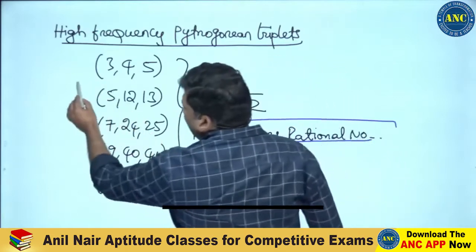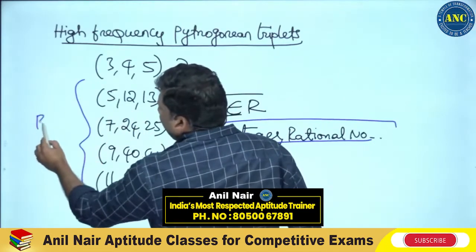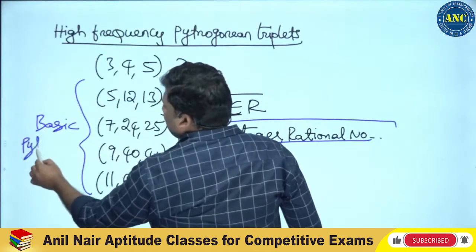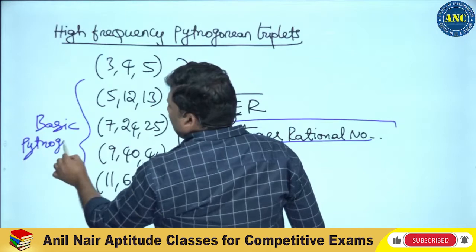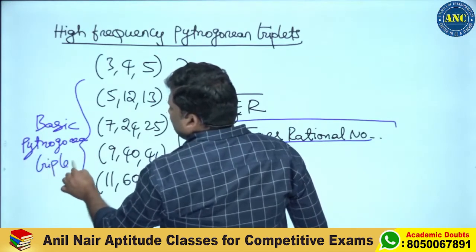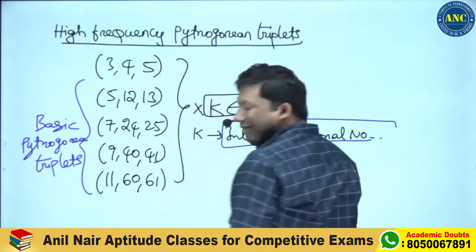So these are called the basic Pythagorean triplets.